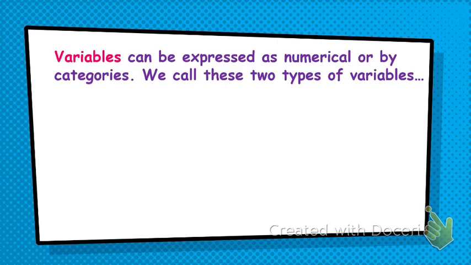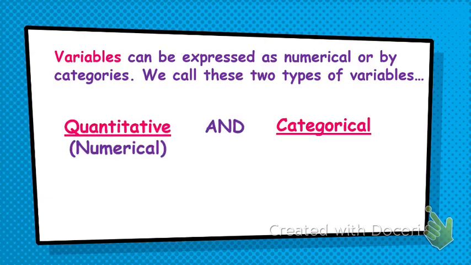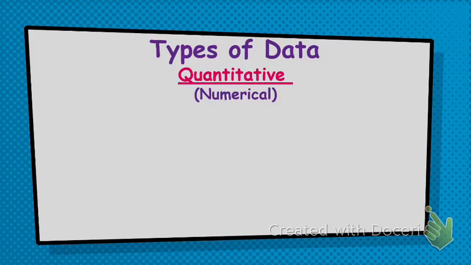So variables, they can be expressed as numerical or categories. We call these two types of variables quantitative and categorical. So quantitative is going to be our numerical values. Categorical is going to be kind of our grouping, our non-numerical. But it's not always the case. There's some specific categorical ones that will be numbers but are not quantitative. And we'll see if we can figure out what those are here in a second.